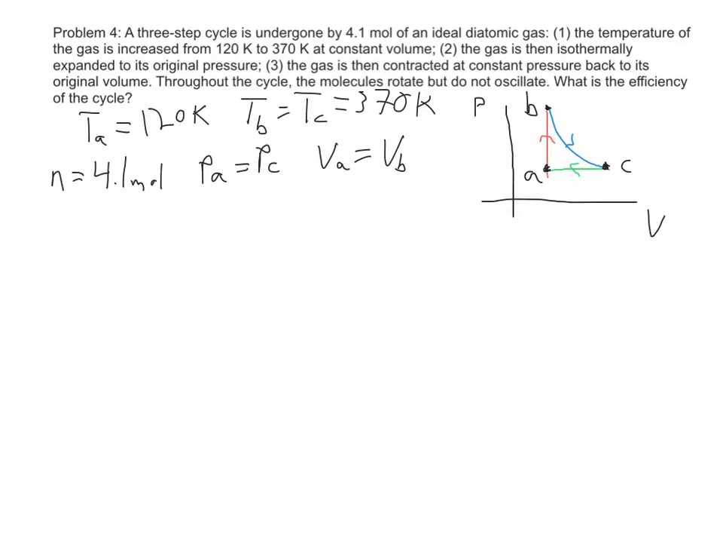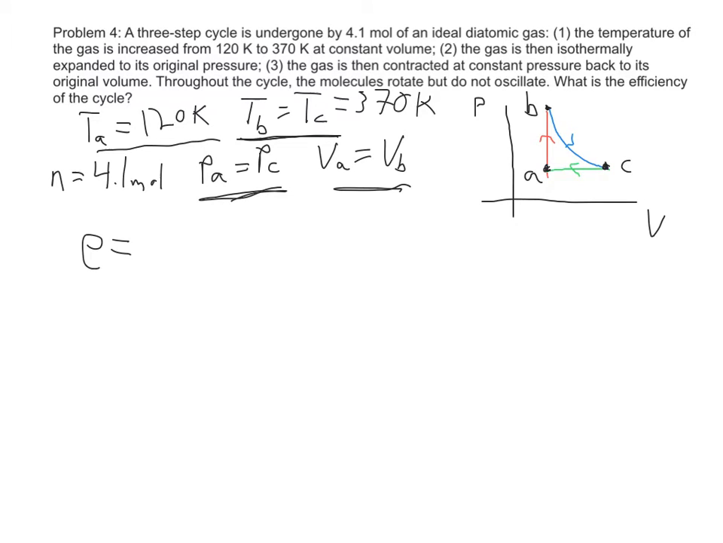So once again we have a three-step process where we go from A to B to C and then back to A. A to B, we're told, is occurring at constant volume, so we know VA equals VB. Then B to C is an isothermal transition, so the temperatures at B and C are the same, and we're given that temperature. We're also given the temperature at A. Then we have an isobaric transition back, so PC and PA will be the same as it moves back to its original starting position. And all we're asked for is one thing: what is the efficiency of the cycle?